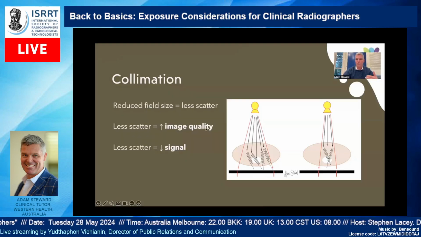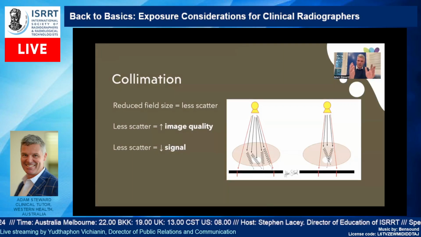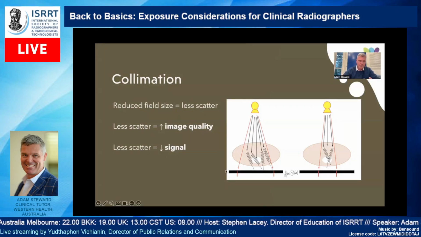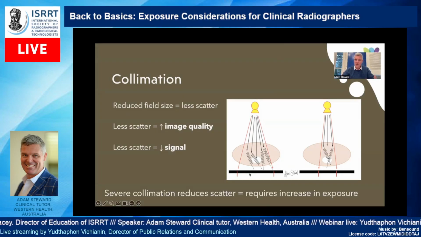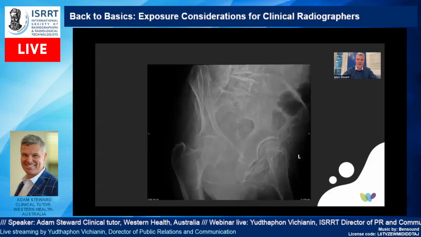So when we reduce our field size, we reduce the amount of scatter that's produced or that's incident in that area, okay? So there's less to get through. So when we reduce that, we're going to improve the image quality. By collimating down tighter, we have less scatter and we improve the image quality. We improve the contrast of our image. However, we are also taking away scattered photons, okay? So therefore, we're reducing the signal. And when we collimate really severely, it's likely that we actually have to increase the exposure to accommodate that loss of scatter radiation.